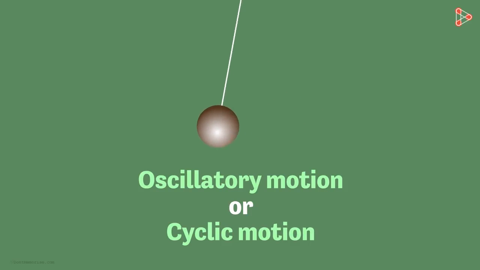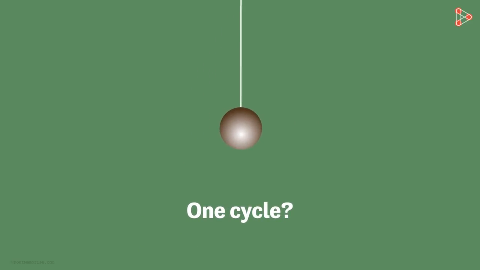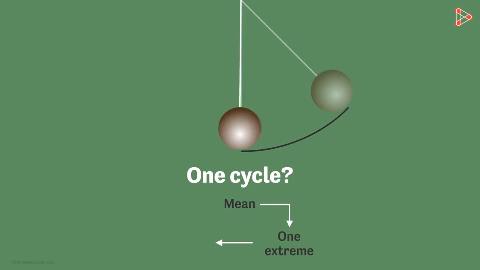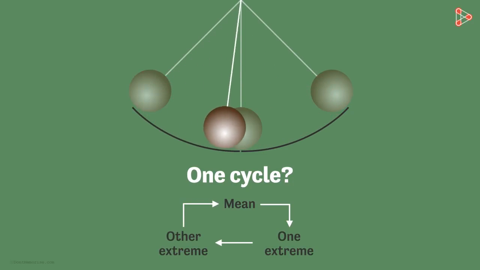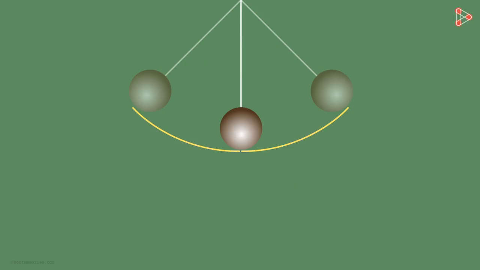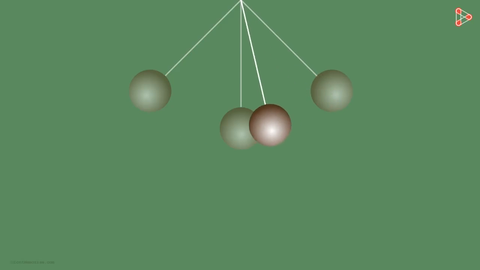Okay, so when does it complete one cycle? We say that the bob has covered one cycle or one oscillation when it moves from the mean to one extreme point, then to the other extreme and back to the mean. Let me repeat. From the mean to the extreme, to the opposite extreme, and then back to the mean is one oscillation. Now, obviously, due to air resistance, this bob will eventually come to a halt after some time. However, under ideal conditions, the motion will simply repeat itself forever in equal intervals of time.